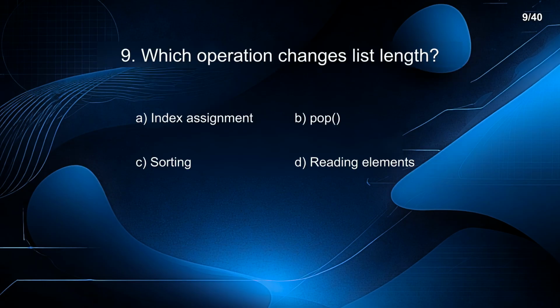Ninth question. Which operation changes list length? A. Index assignment. B. Pop. C. Sorting. D. Reading elements. Correct answer is B. Pop.